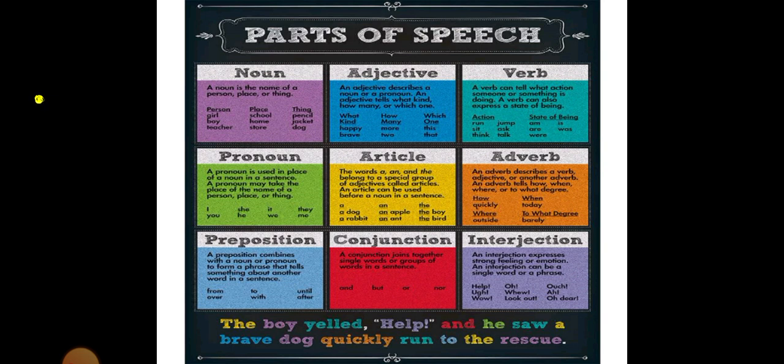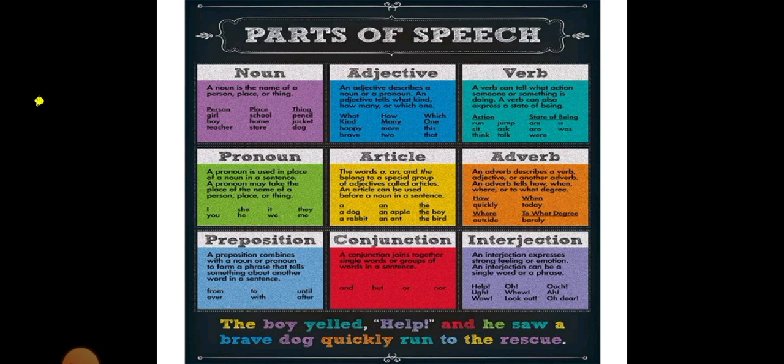Next, we can see about articles. What is an article? The words a, an, and the belong to a special group of adjectives called articles. They come before a noun in a sentence. For example, a dog, a rabbit, an apple, an ant, the boy, the bird. These are called articles.